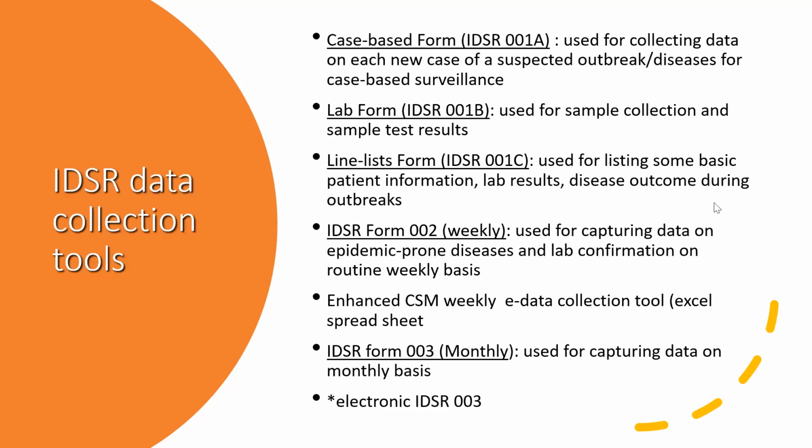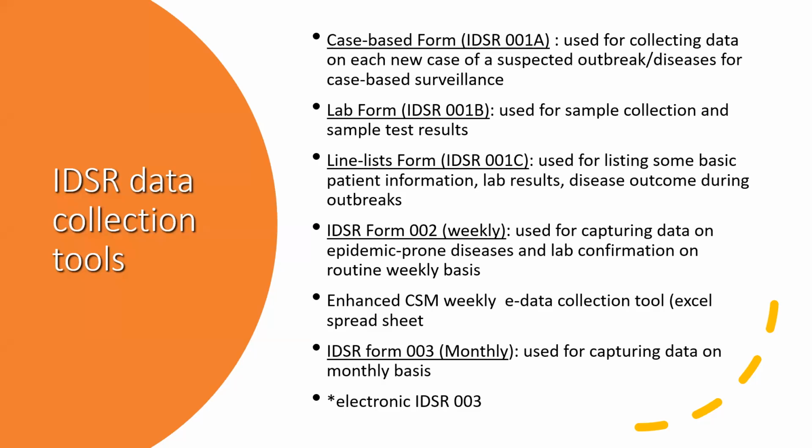And in the form 001, you have 001A, 001B, and 001C. So let's look at it. Form 001, IDSR 001, A, B, and C is for outbreak reporting. So that's why it was made 001, because this is emergency reporting. 001 forms, A, B, and C are for outbreak reporting.